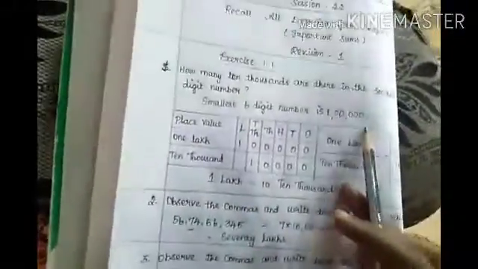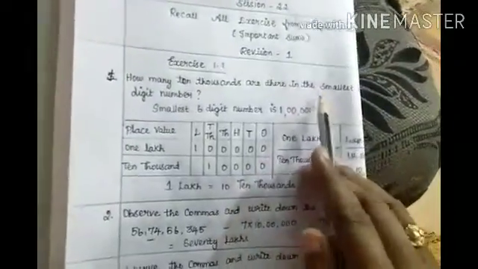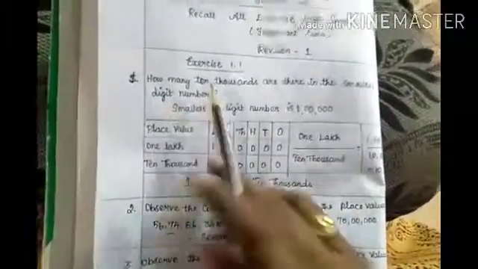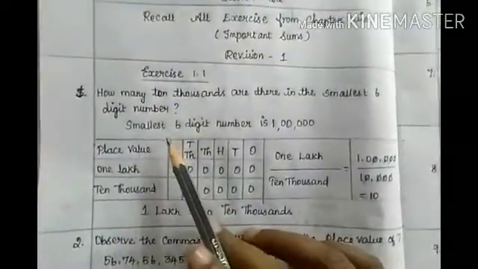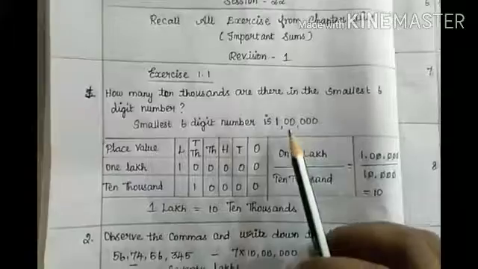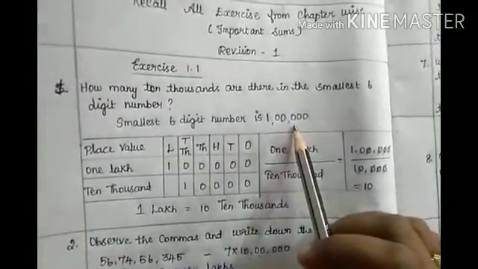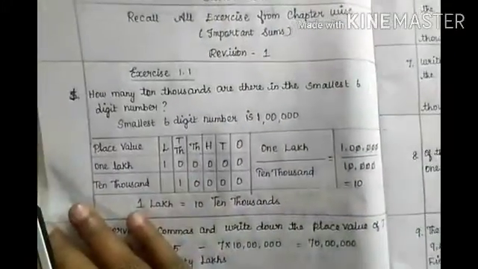Okay children, now the first sum. How many 10,000s are there in the smallest 6 digit number? What is the smallest 6 digit number? 1 lakh only is the smallest 6 digit number.